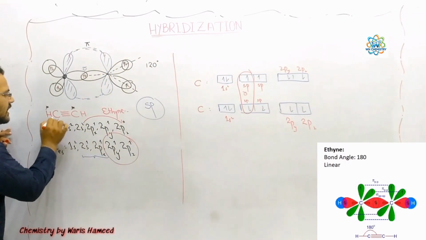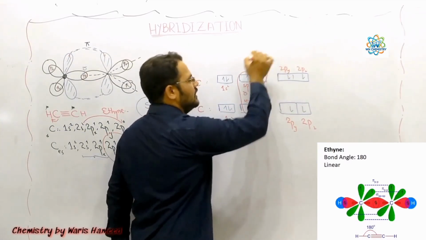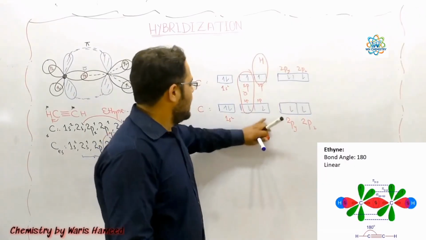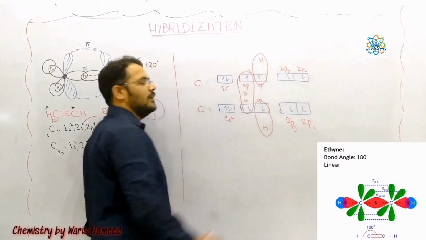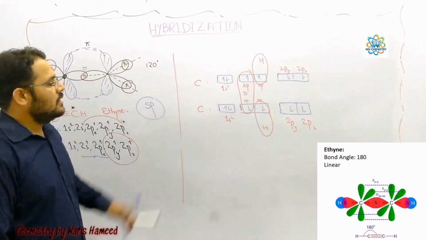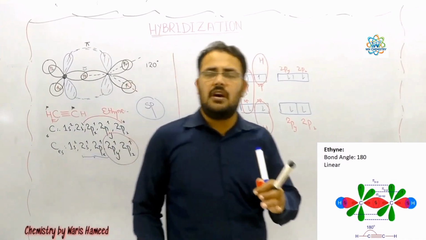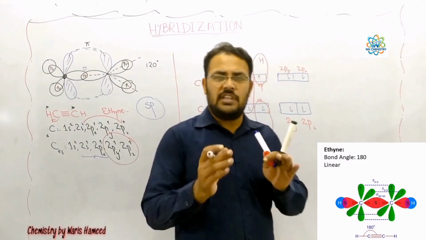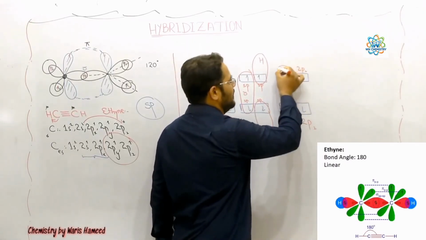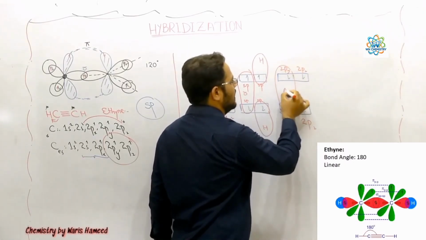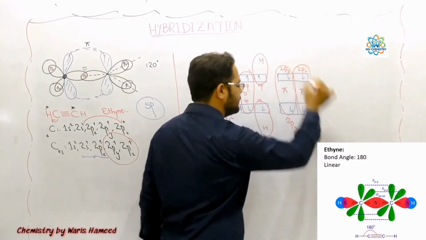With this carbon there is a hydrogen, so write hydrogen over here and overlap it with one hybrid orbital. In this case one hybrid orbital will overlap with the hydrogen atom. Now two unhybrid orbitals of each carbon are remaining, 2pz and 2py. These will overlap with each other and make a pi bond. First pi bond, and here will be the formation of the second pi bond.